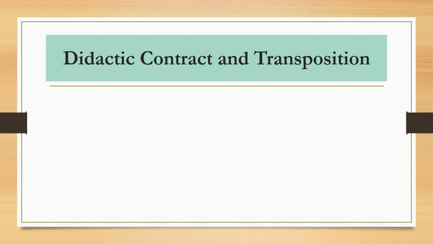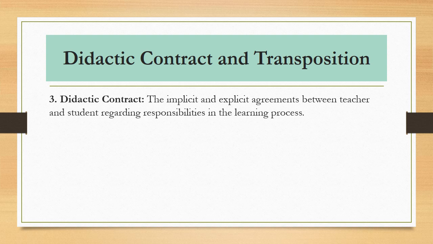Didactic contract and didactic transposition are concepts of the didactic triangle. We start with the didactic contract. A contract indicates an agreement, either implicit or explicit, between the teacher and the student. For instance, if the teacher and student aim to wake up early and finish some tasks in the morning, that is a didactic contract. Let's go to didactic transposition.